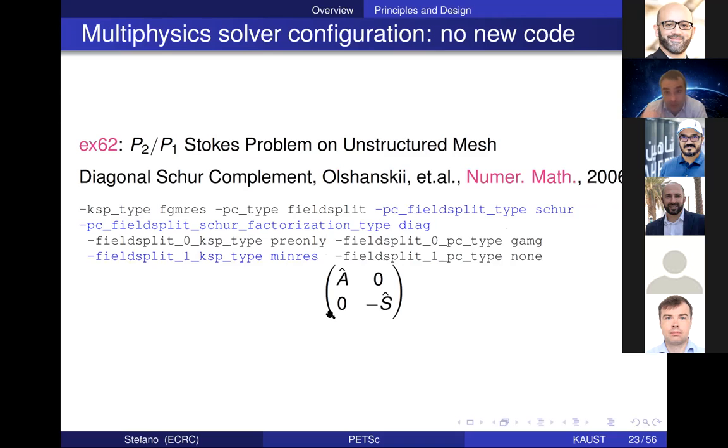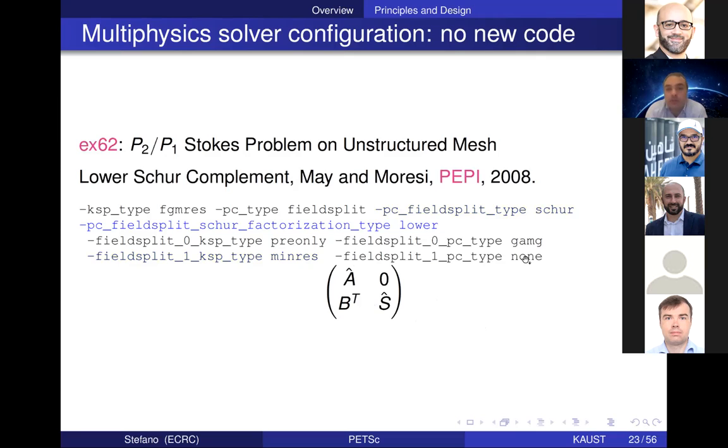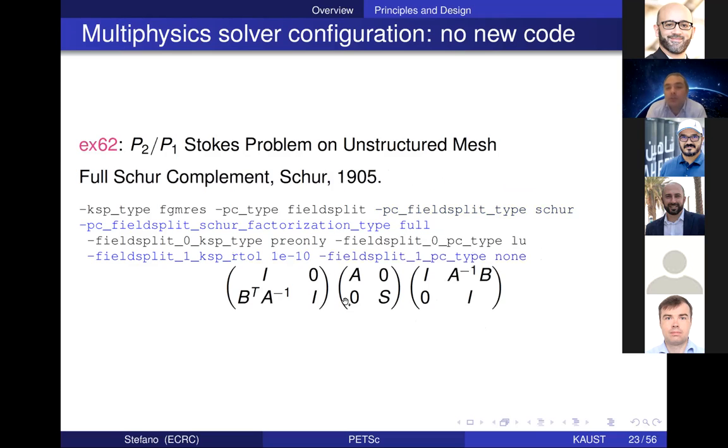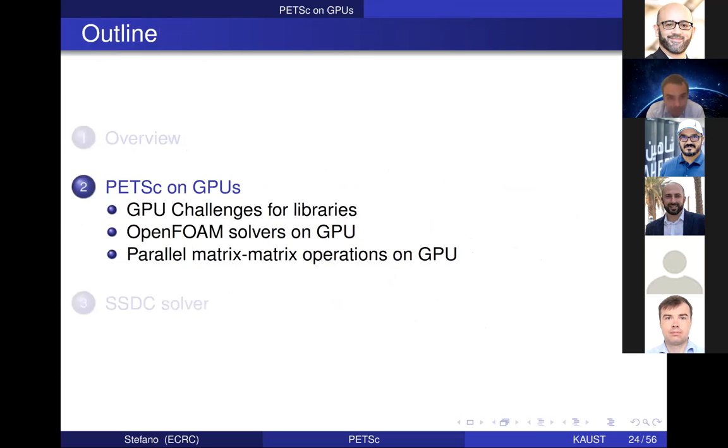So you can also use, for example, the Schur complement. And just by changing the type of the splitting to be of type Schur and diagonal Schur complement, you can now solve your momentum equation, for example, with multigrid, and you can solve the pressure equation using, for example, MinRes without preconditioner. And you can do other things. You can change the factorization type of the Schur complement to be lower or upper, or you can even use a full Schur complement preconditioner.